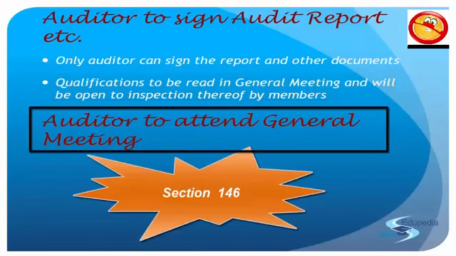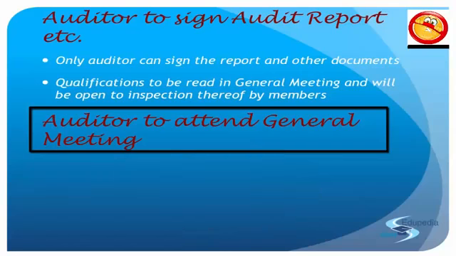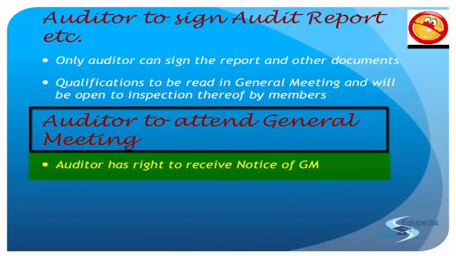Next section: auditor to attend general meeting. Yes, section 146 of the Companies Act 2013. Again, this is a new section which became applicable on the 1st of April 2014, which provides that the auditor should attend the general meeting. When we say the auditor has the right to receive notice of the general meeting, any notice or any other document relating to the general meeting shall be forwarded to the auditor of the company.